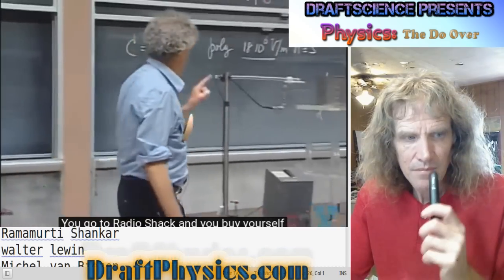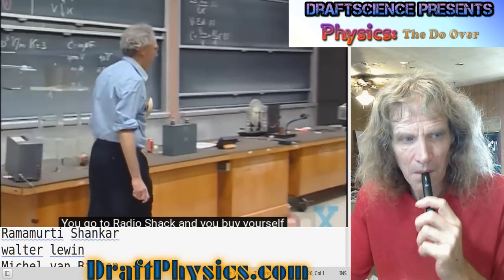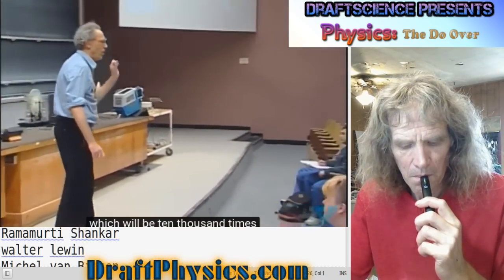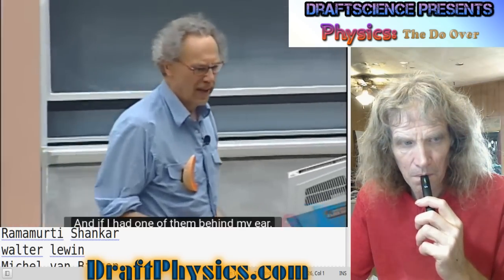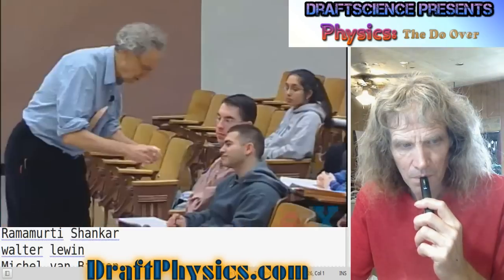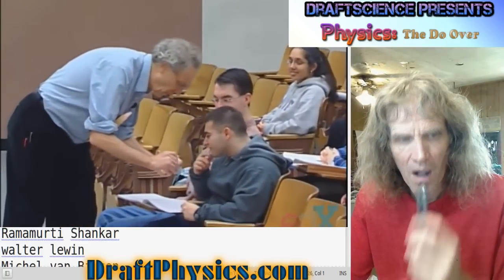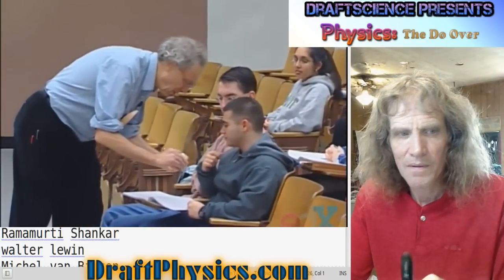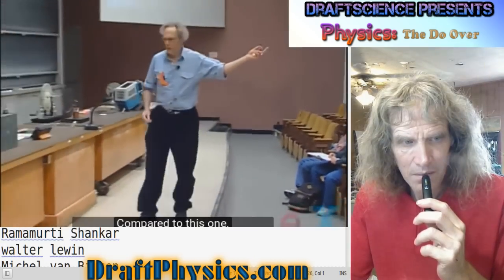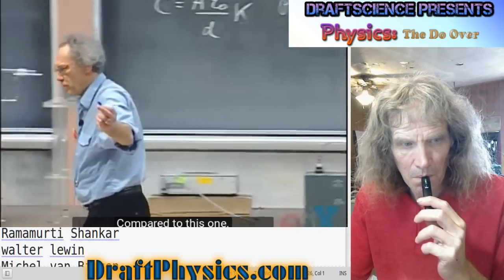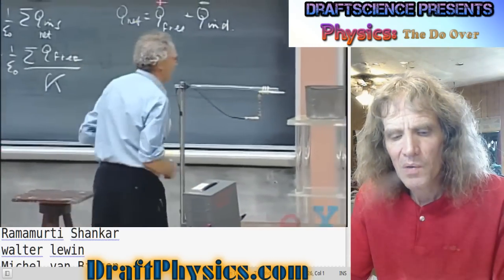You go to Radio Shack and you buy yourself a 40 volt capacitor, 100 microfarad, which will be 10,000 times smaller in volume. That will be only 1 cubic centimeter. And if I had one of them behind my ear, you wouldn't even notice that, would you? Would you tell me what it says here? 100 microfarad, how many volts? 40 volts. That's small. Compared to this one, which can handle 4,000 volts, but the capacitance is the same.